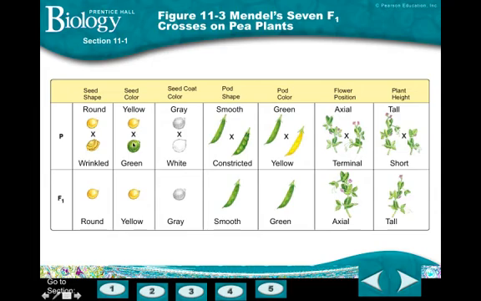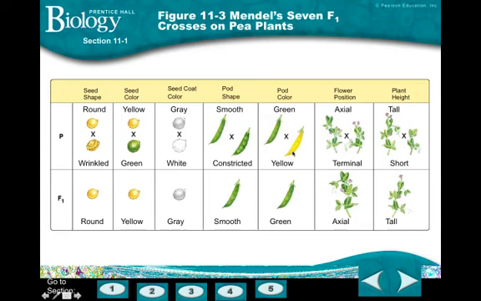So yellow versus green seed color, which one's dominant? Yellow is. Gray versus white seed coat, gray is. When we look at the pod shape, it's either a smooth pod or it's a constricted pod where you can actually see the peas on the inside, and smooth is actually dominant. The pod color could be green or it could be yellow.